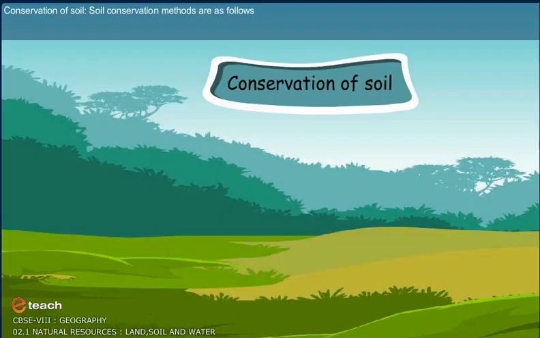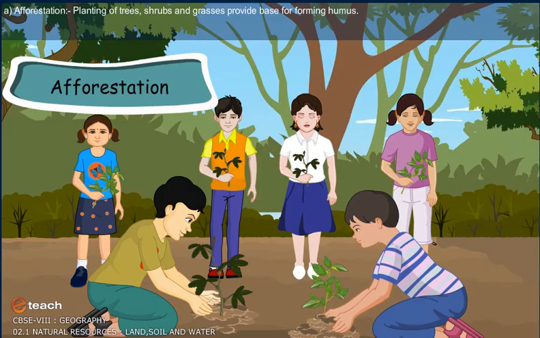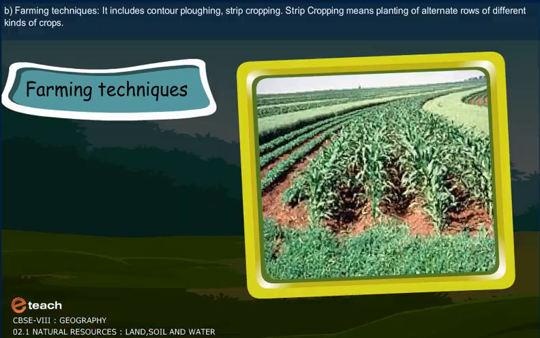Conservation of soil. Soil conservation methods are as follows: afforestation. Planting of trees, shrubs, and grasses provide base for forming humus. Farming techniques. It includes contour ploughing, strip cropping. Strip cropping means planting of alternate rows of different kinds of crops.